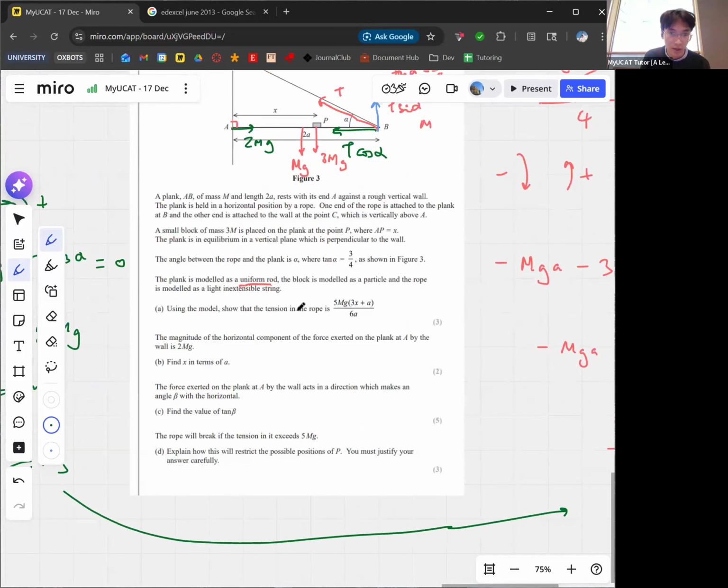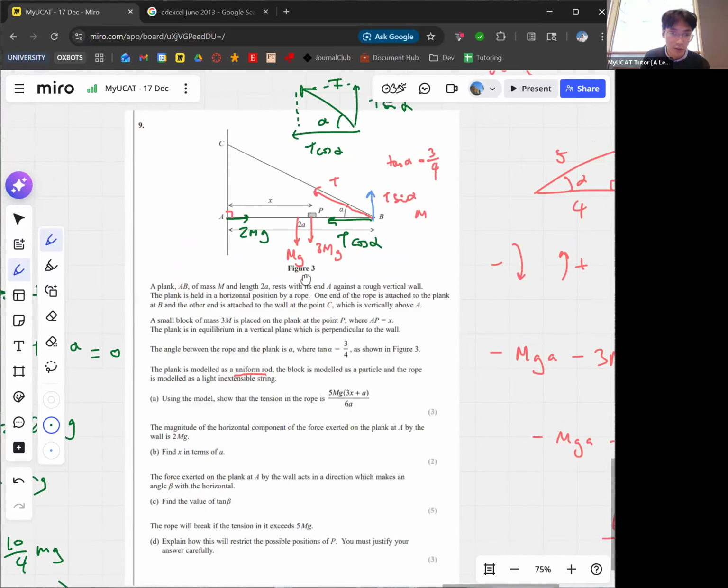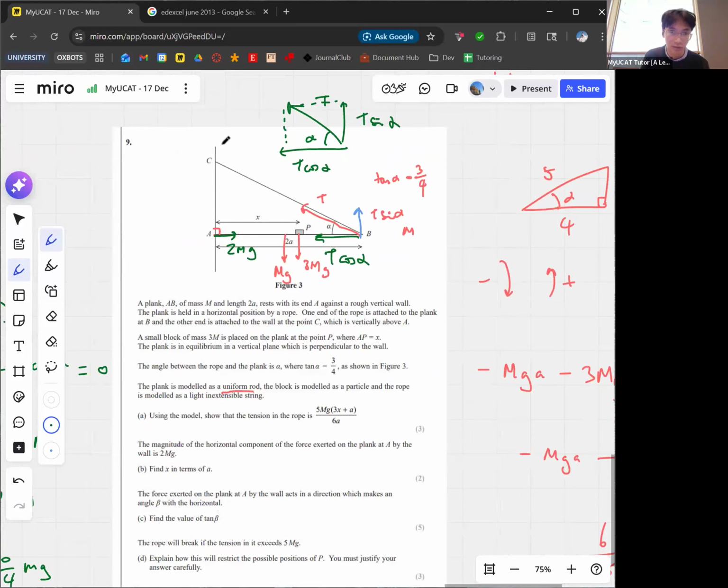The force exerted on the plank at A by the wall acts in a direction which makes an angle beta with the horizontal. At A, you want to think about the horizontal component of the force. No, the force on the plank at A acts in a direction which makes an angle beta. Find the value of tan beta. Okay.